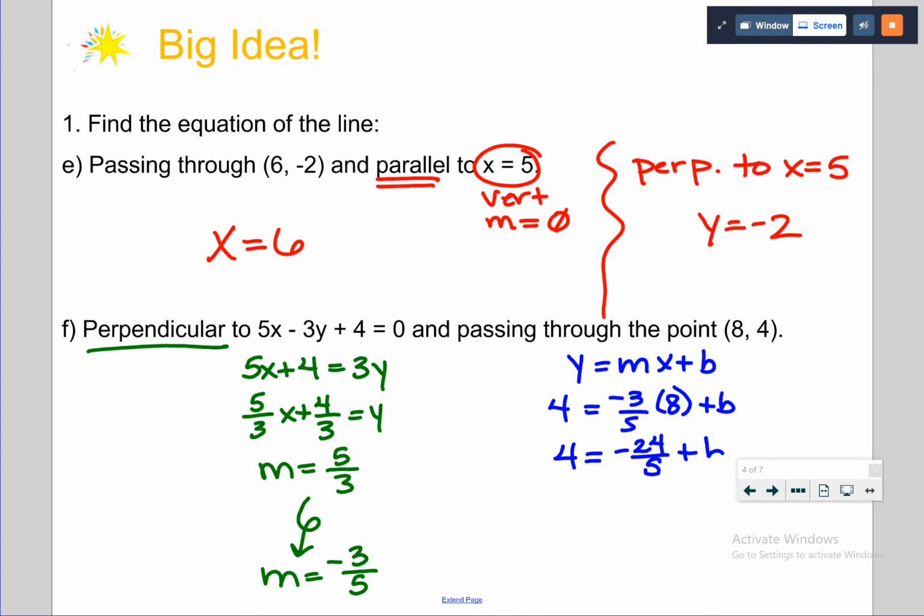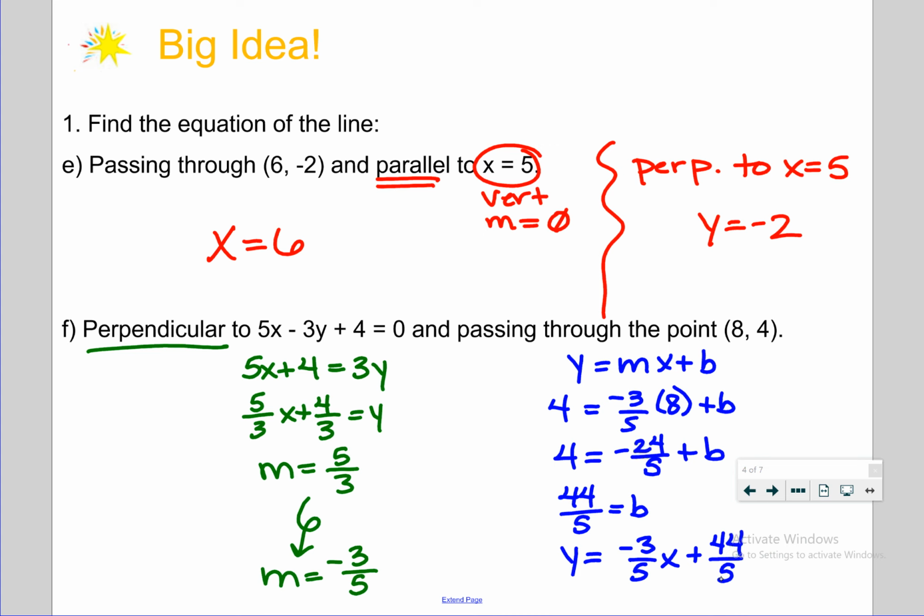-24/5. 4 is the same as 20/5 plus 24/5, which is 44/5. And fifths are something that you could give a decimal for and not have to round it. But we like fractions in here, so why not?